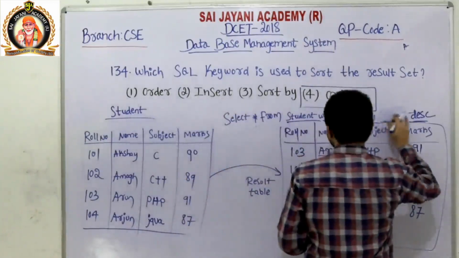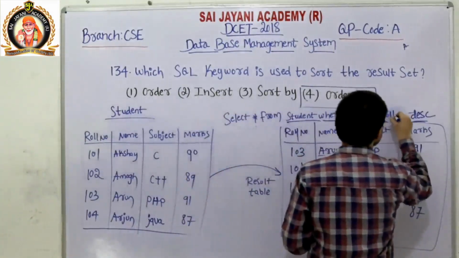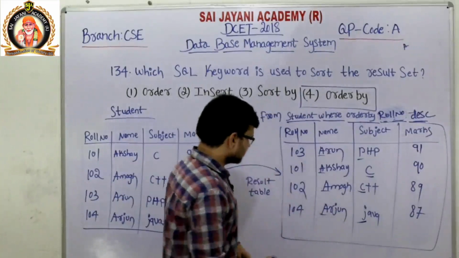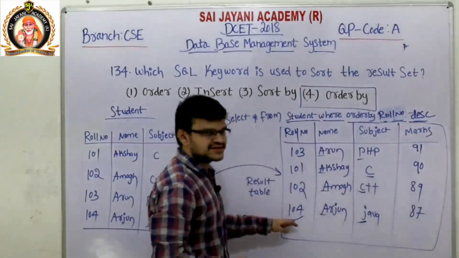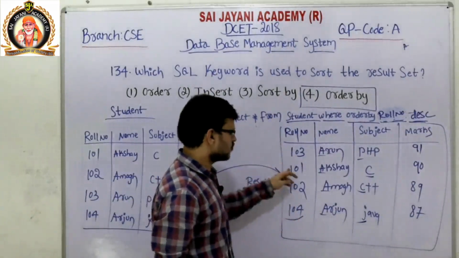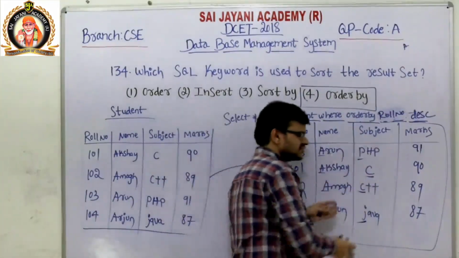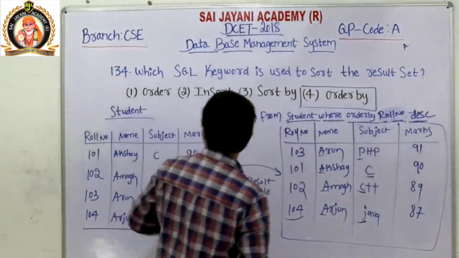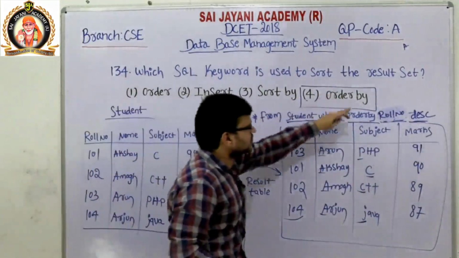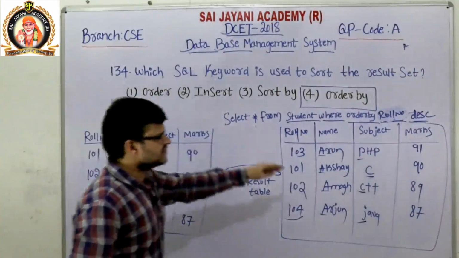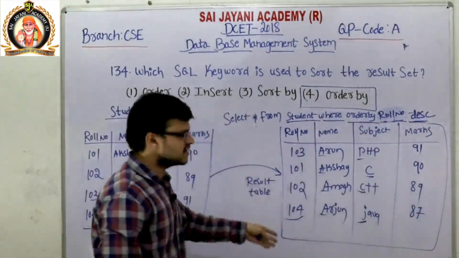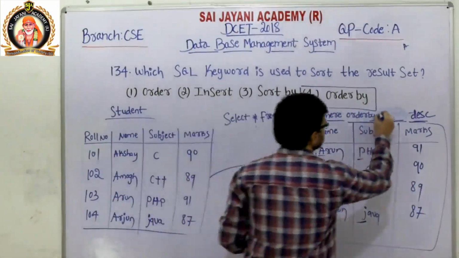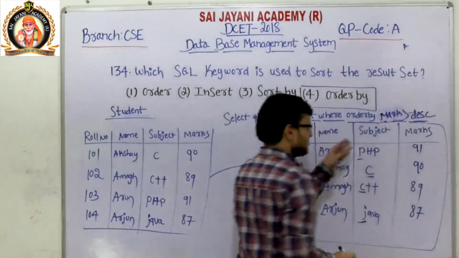Similarly, when you write roll number, these roll numbers are arranged in descending order, so that 104 comes first, then 103, then 102, and then 101. According to that, the other rows are arranged. So for question number 134, the fourth option, order by, is the right answer. By using that, we can sort the result set or the result table in ascending or descending order. Here we are writing marks, and for marks we are getting this result table.